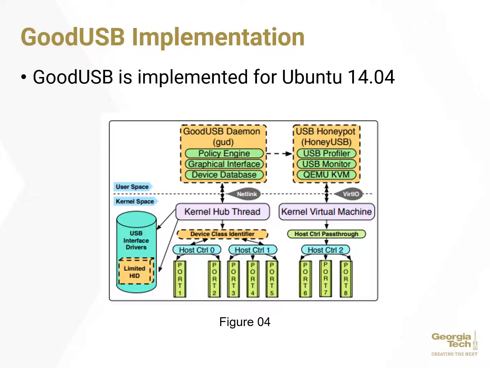The second is the KVM honeypot, which profiles potentially malicious USB devices. In the kernel space, the third component is the device class identifier as well as the limited USB HID driver that secures human interface devices by restraining them to particular kinds of keystrokes.